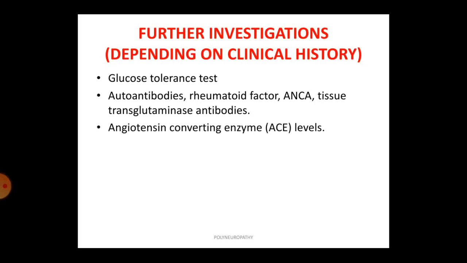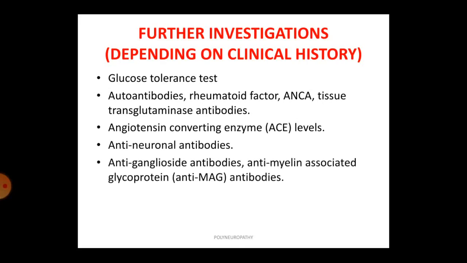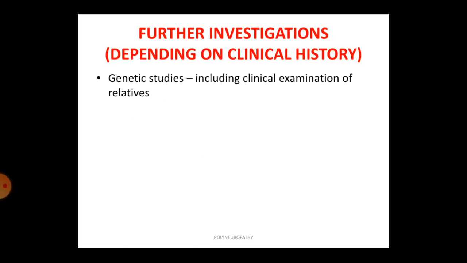Then angiotensin converting enzyme level, which is responsible for maintenance of blood pressure. Any abnormality of this level will lead to problems of blood pressure. Then anti-neuronal antibodies, anti-ganglioside antibodies, and anti-myelin associated glycoprotein antibodies, that is anti-MAG. All these are found in blood whenever you have infection or inflammation.